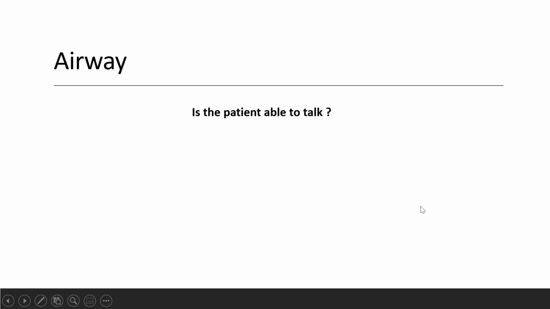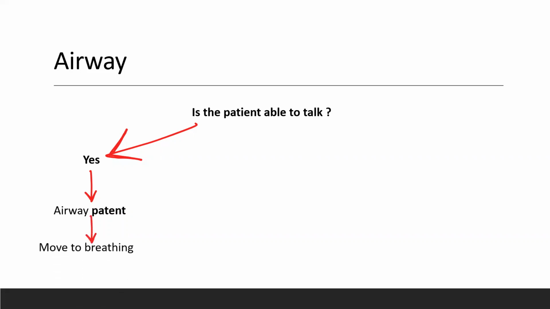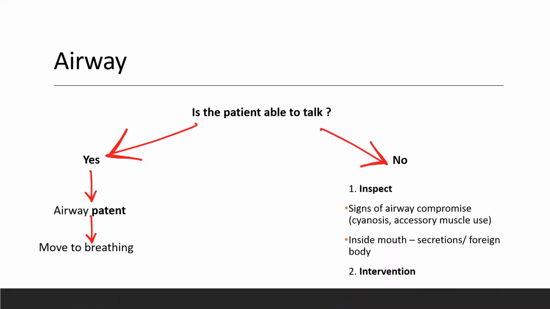So moving on to airway, the first thing you want to see is, can the patient talk? If the patient can talk, that would mean that their airway is patent, and then you can move on to breathing. There's nothing else to do. However, if the patient can't talk, there are two things that you'd want to do. So the first thing is you want to inspect them. Look at the patient, see, are there any signs of any airway compromise?